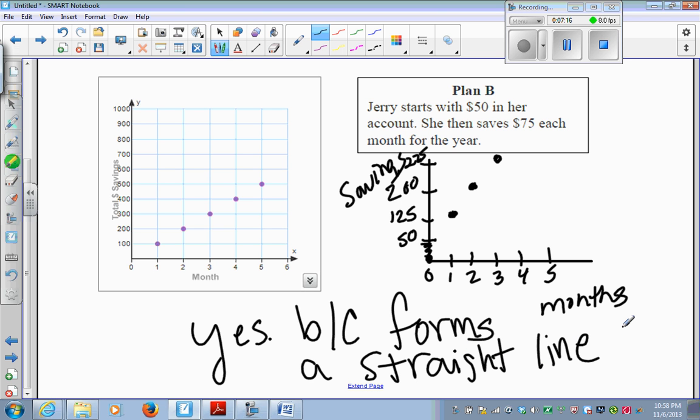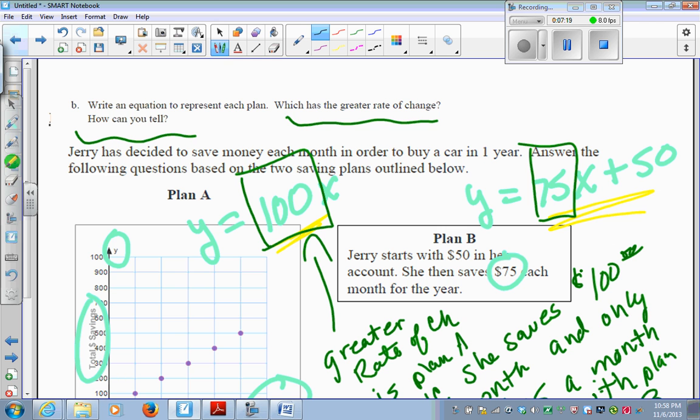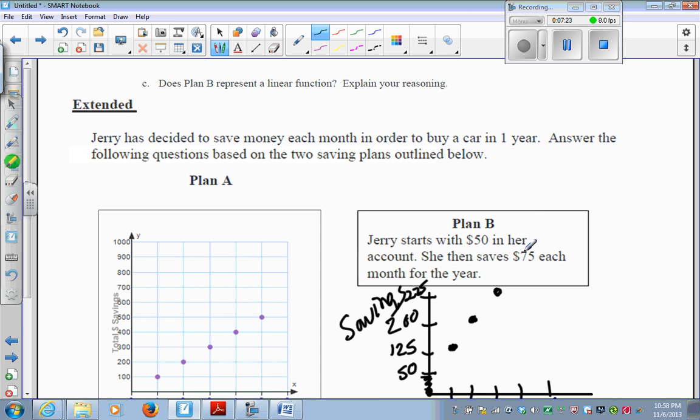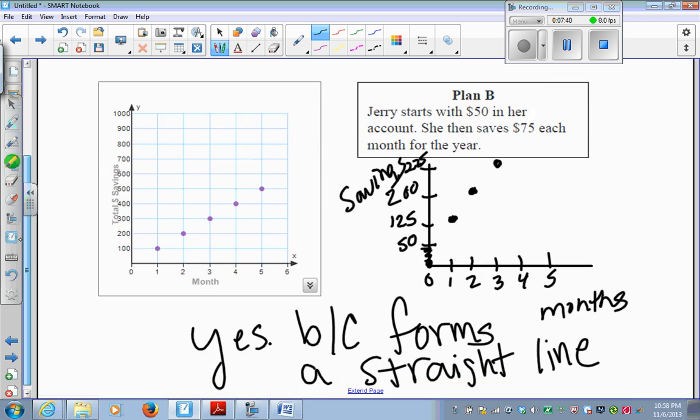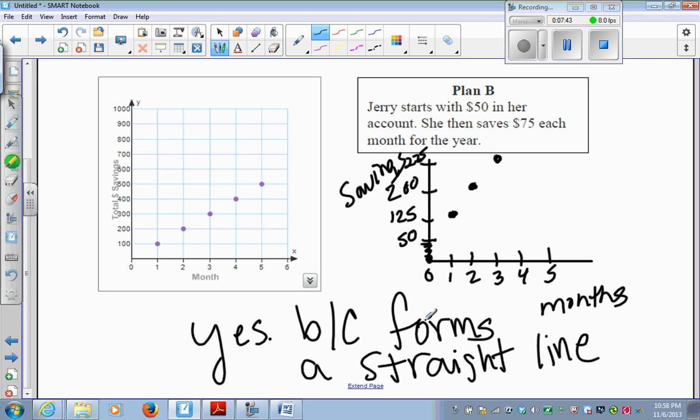Another way you could think about it is going back to that rate of change issue. Every single month, it is going up by $75. So that means that it has a constant rate of change. It changes the same amount every single month. Whenever you have a constant rate of change, if you graph it, it'll form a straight line. So another reason that you could have said that this is linear. So reason number 1, yes, because the graph forms a straight line and show that it forms a straight line.